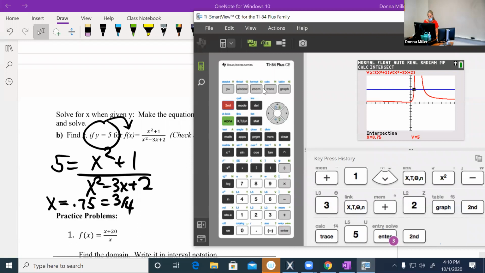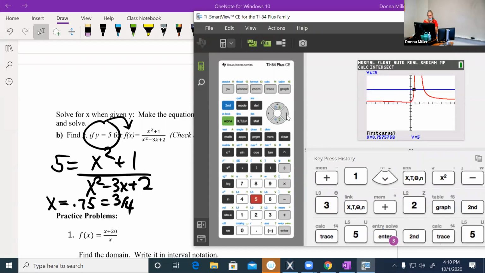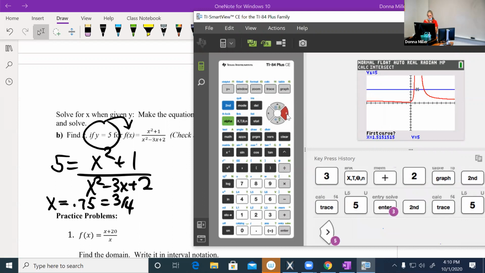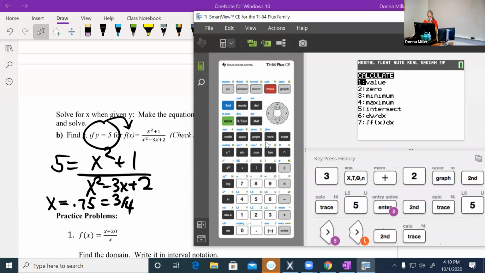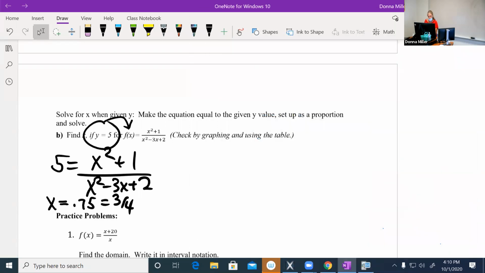So I do second, trace, 5. Before you hit enter 3 times, move the cursor so that it's over on the other side. It's closer to the other side now. So press enter 3 times. Negative 3 is the other solution. Okay. All right, so your calculator can be a big help, right?